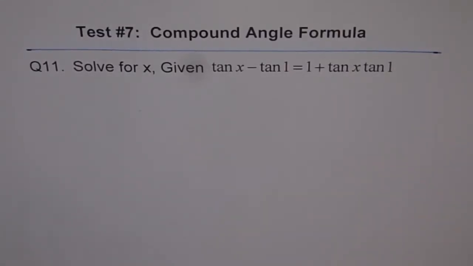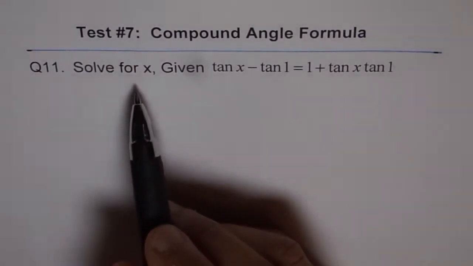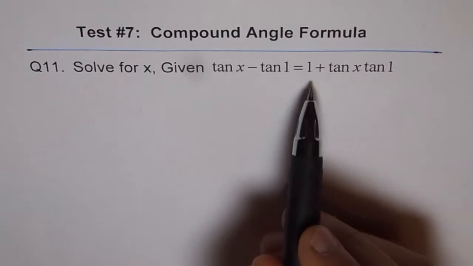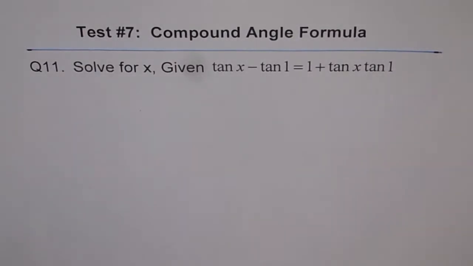Test 7, compound angle formula. Question 11. Solve for x given tan x minus tan 1 equals 1 plus tan x tan 1.